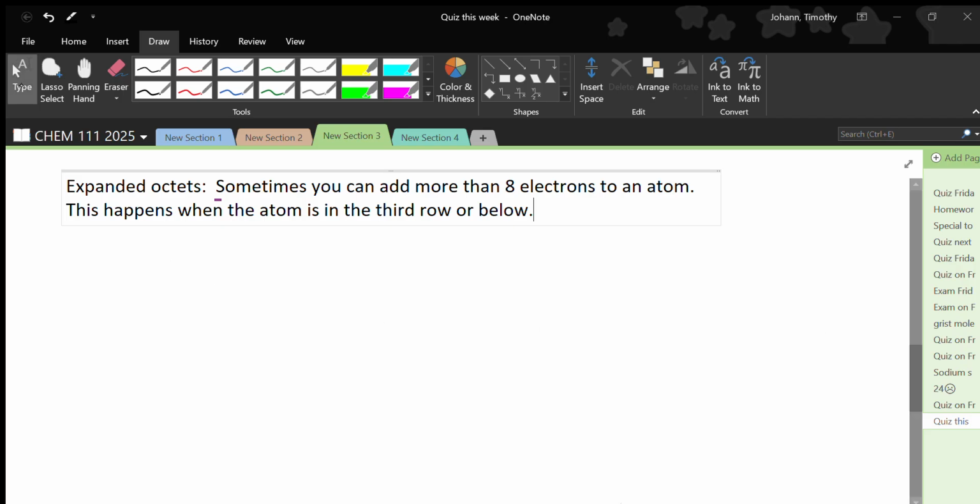So what we've got here, though, is that's why we have exceptions sometimes with things like this. And what we're going to do is we'll worry about expanding the octet rule, but we'll really just worry about it for phosphorus and sulfur. You'll see it with some of the halogens as well, but really the common compounds we see, we're going to see with these. And in fact, your polyatomic ions, right?